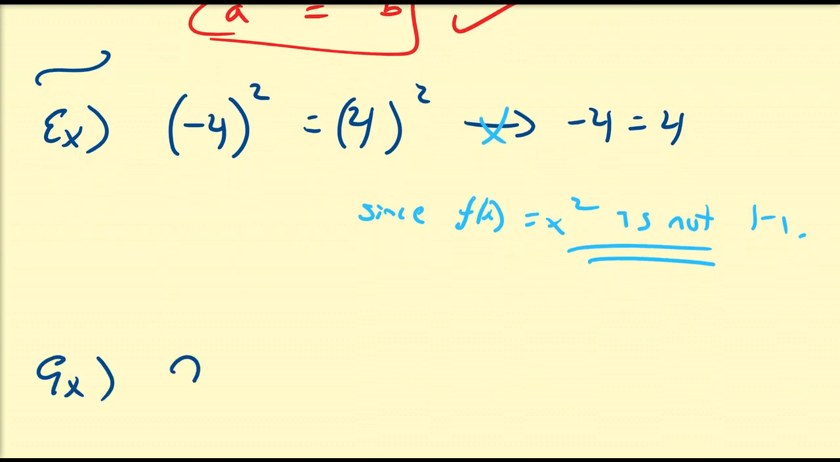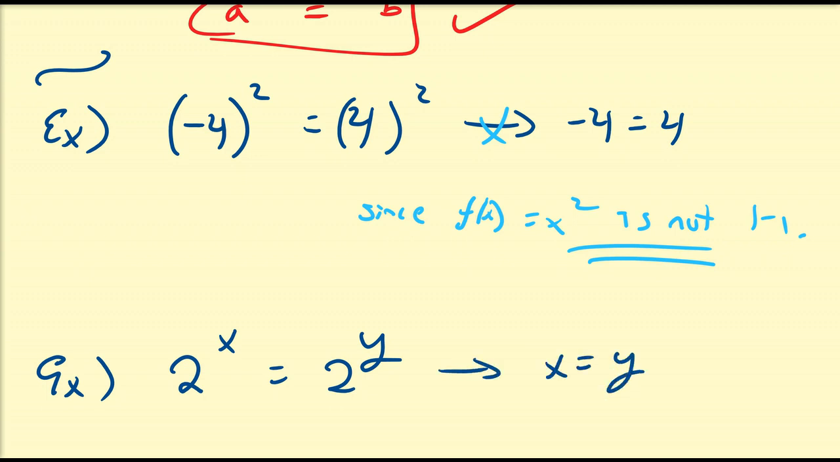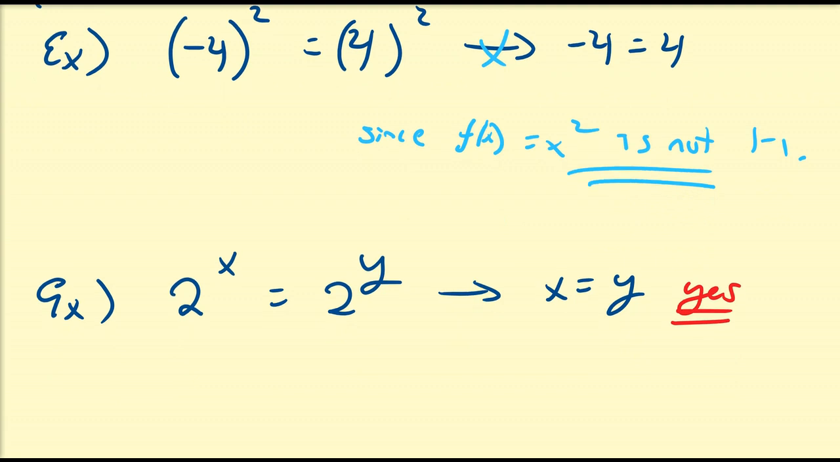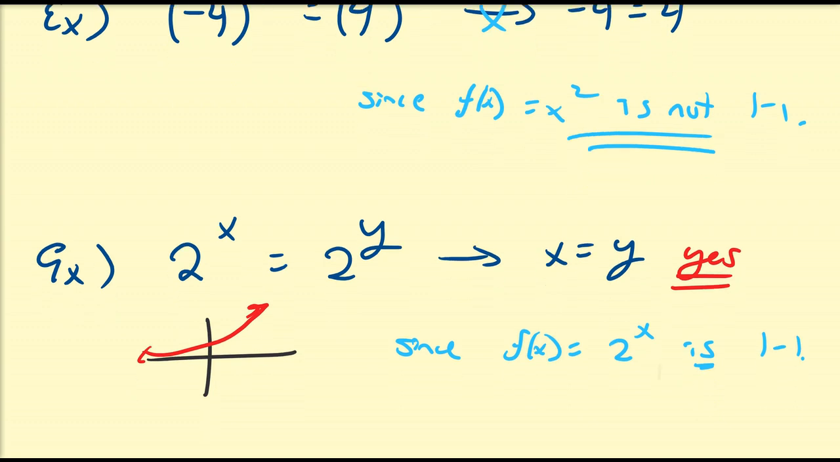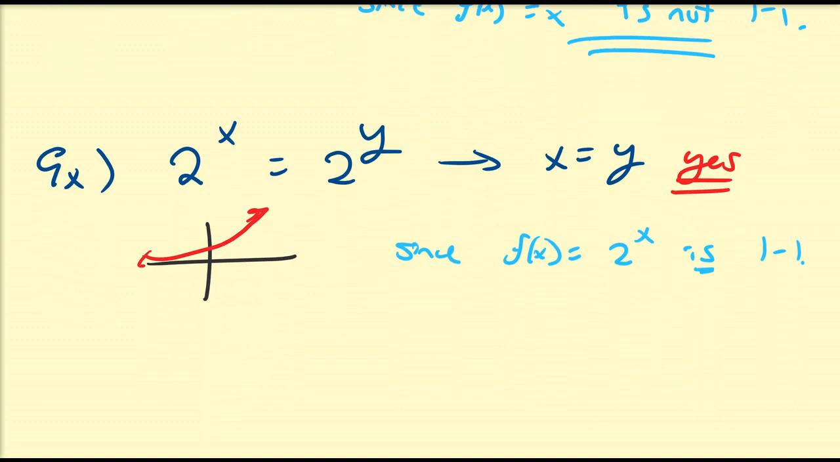Another example, suppose we have 2 to the x is equal to 2 to the y. Can we say that x is equal to y in this case? In this case, we can say that this is true. Why? This is true since f of x equals 2 to the x is 1 to 1. You can check out the graph of exponential functions, because we know that the function 2 to the x is always increasing, which of course is 1 to 1. That's an easy theorem to verify.